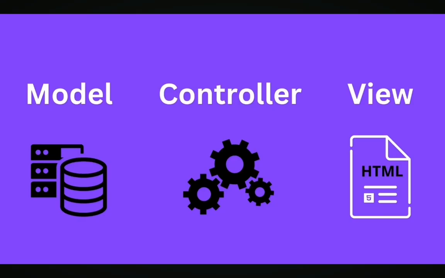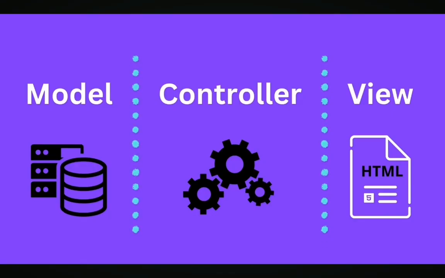I'm going to explain to you what the MVC architecture is in programming, and I'm going to walk you through everything you need to know. MVC stands for Model View Controller, and it is an architectural pattern that divides an application into three primary components: models, views, and controllers. This separation helps achieve a clear division of concerns in our applications.